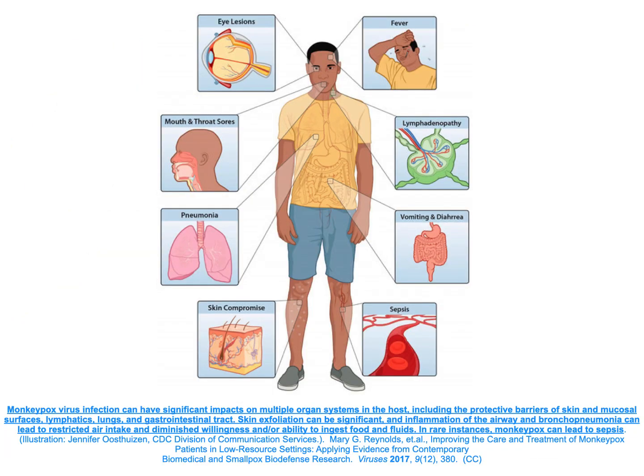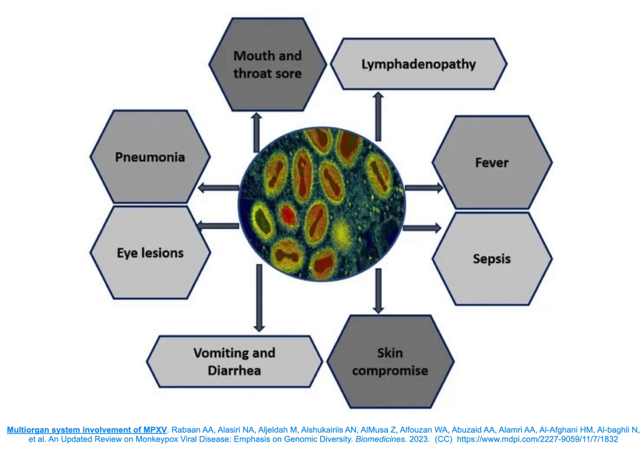Monkeypox virus infection can have significant impacts on multiple organ systems in the host, including the protective barriers of skin and mucosal surfaces, lymphatics, lungs, and gastrointestinal tract. Skin exfoliation can be significant, and inflammation of the airway and bronchopneumonia can lead to restricted air intake and diminished willingness and/or ability to ingest food and fluids. In rare instances, monkeypox can lead to sepsis. Multi-organ system involvement of M-pox virus.